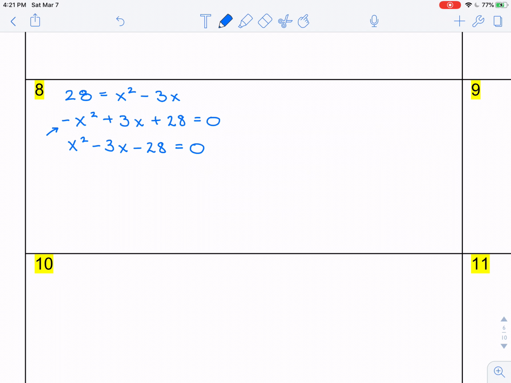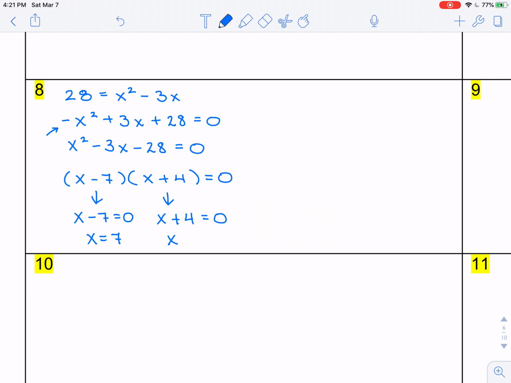Now when I go to factor, I have 28 as the number I need products for, and they need to add or subtract to get to a negative 3. So I get x minus 7, x plus 4, again set equal to 0, each of those set to 0, and you get the solution of x equals 7 and x equals negative 4.